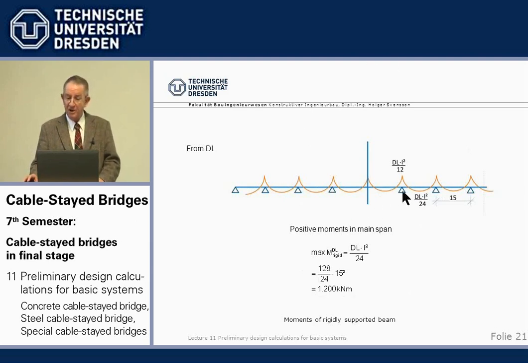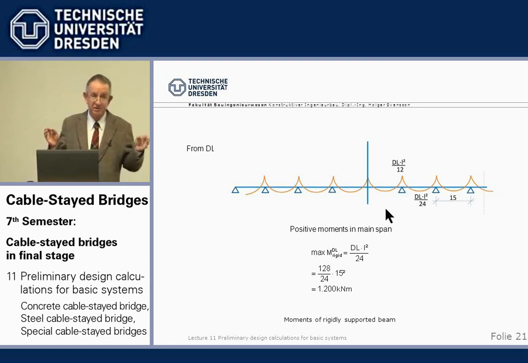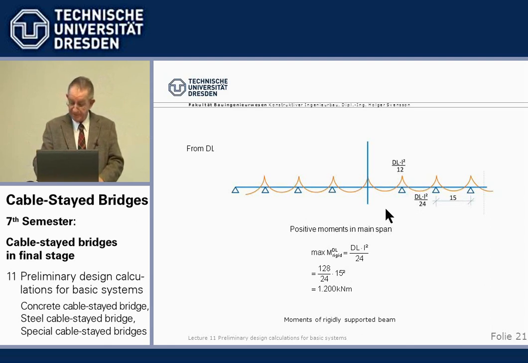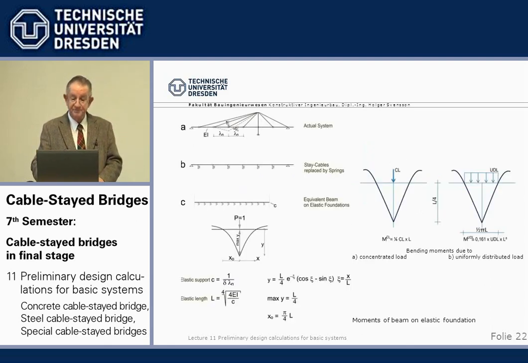So, we know already the positive moment is dead load times cable distance squared divided by 24, this positive and this as double negative moment. Very simple, simply supported beam. Continuous beam on rigid supports.